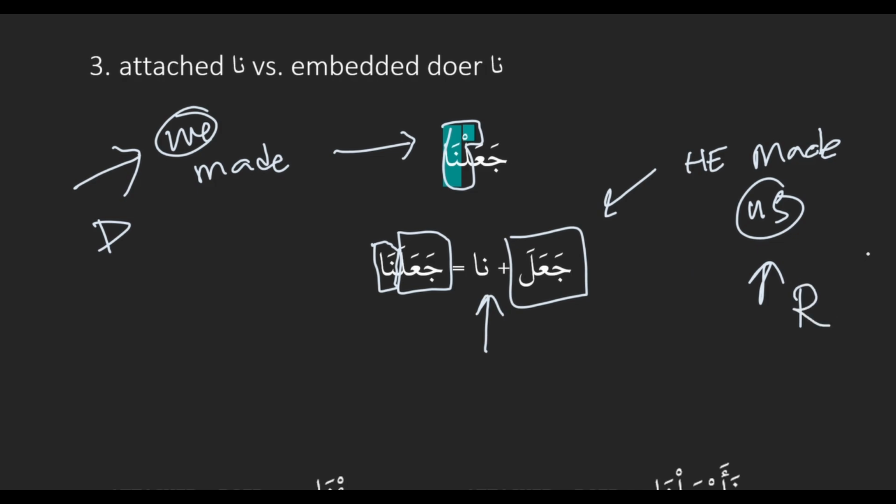So you have to be able to distinguish between your attached pronoun and your embedded doer indicator. Is that clear? So how do we distinguish between the two? If the na has a sukun on the letter before it, it is an embedded doer. If it doesn't have a sukun on the letter before it, then it is an attached pronoun.